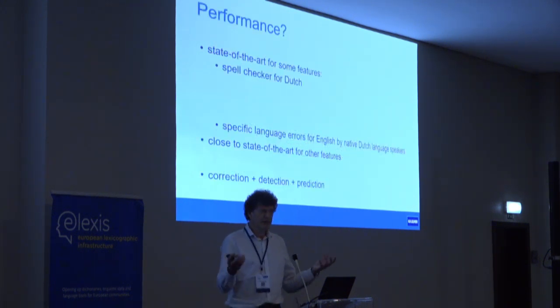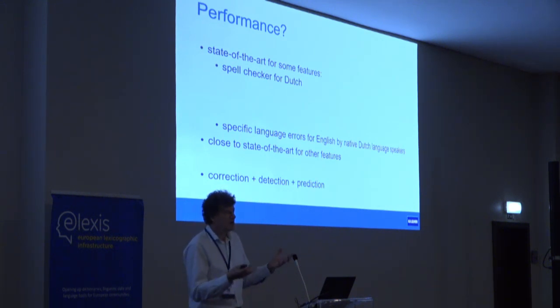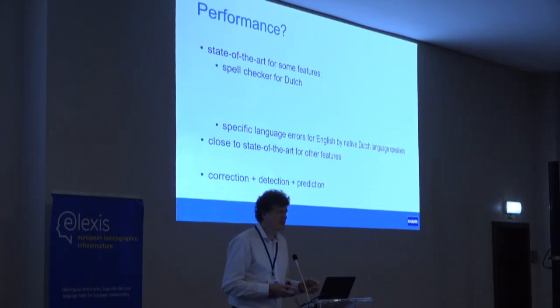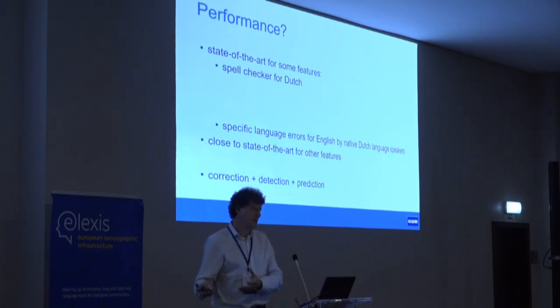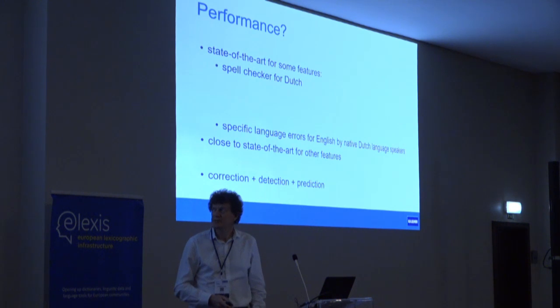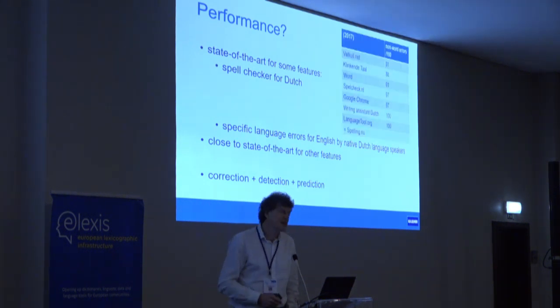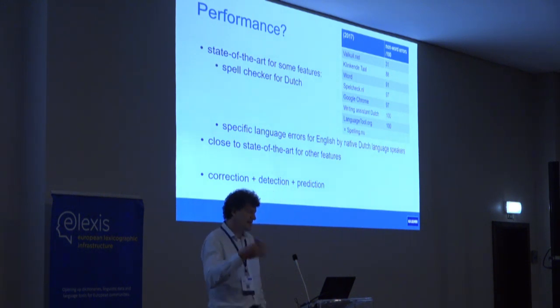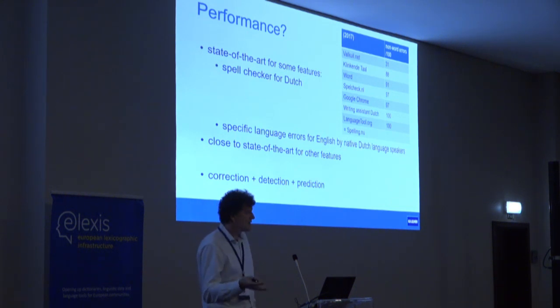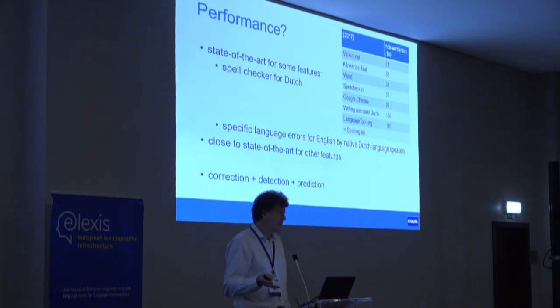Of course, 2 big questions remain. What's the performance on the one hand, and what's the added value on the other? Well, performance, we have certainly state-of-the-art for some features. The spell checker of Dutch, for instance, we made a test on a corpus of 100 authentic errors, and we found them all. But we are not the only one. Word only found 91 of the 100. So we are better than Word.